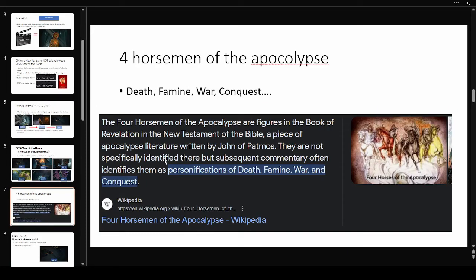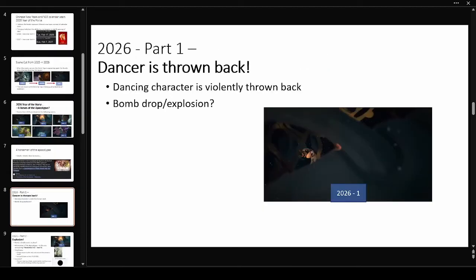So the 4 horsemen of the apocalypse, this is from Revelations books, chapter 6, okay, the first 4 seals. The 4 horsemen is actually in order. Seal number 1 is conquest, seal number 2 is war, seal number 3 is famine, and seal number 4 is death. Okay, obviously in Wikipedia they'd reverse them for no reason at all. So let's jump into the first scene here.